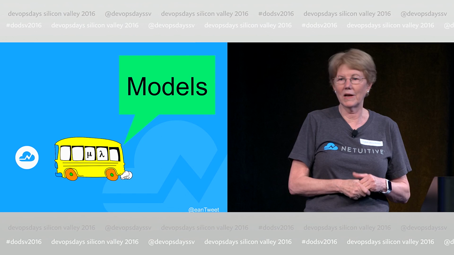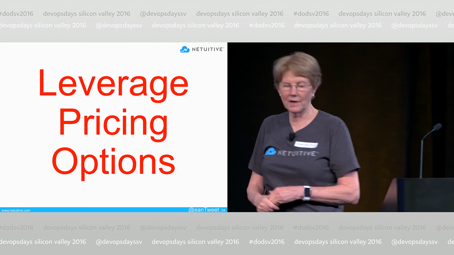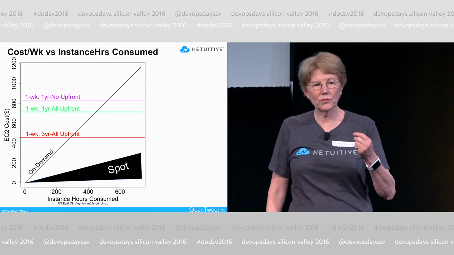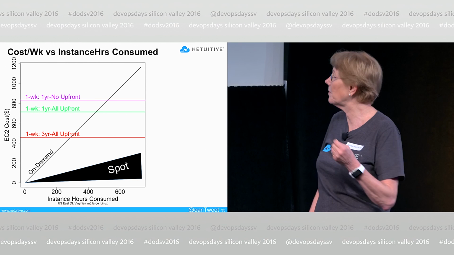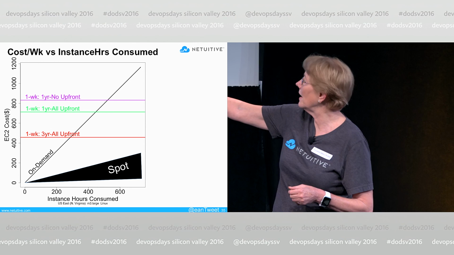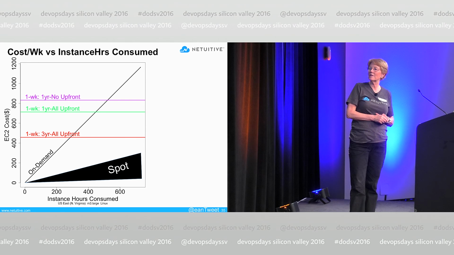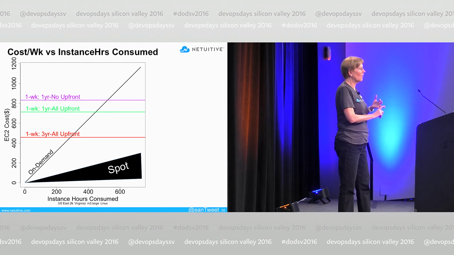Okay, so the first thing we can do is leverage pricing options, and here's a very simple model. There are two options that are metered, so to speak, that depend on how many hours you use: the spot market and on demand. What I'm showing here is, if you look at the x-axis for on demand, it ranges over instance hours consumed. If I use one EC2 for 1 hour, that's one instance hour. If I use it for 2 hours, it's two instance hours, right?